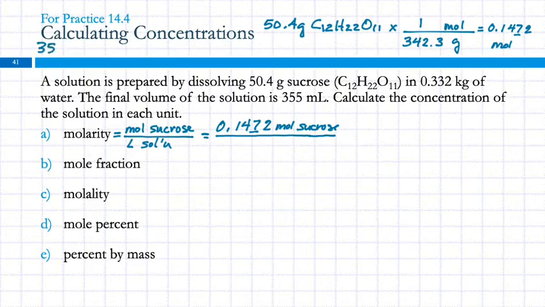So 355 milliliters. Many of you are okay with just doing this one in your head, but some of you are going to do it backwards, so don't. Liters on top, milliliters on the bottom. 1 times 10 to the minus 3 liters per 1 milliliter. And so this is 0.355 liters.